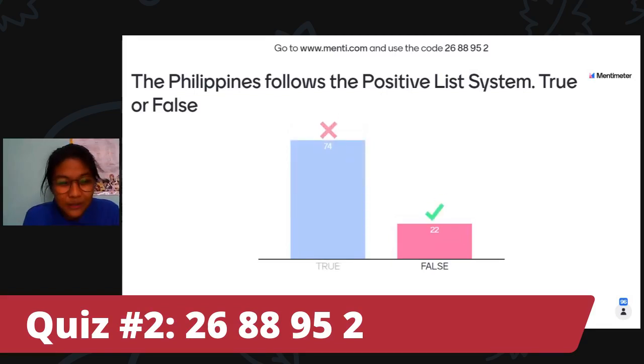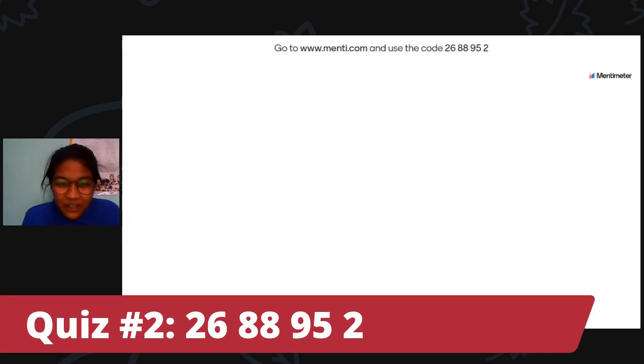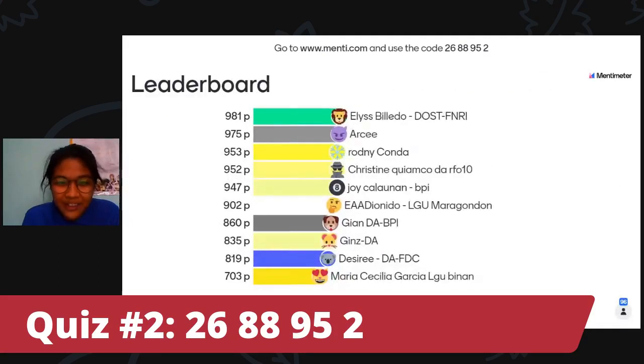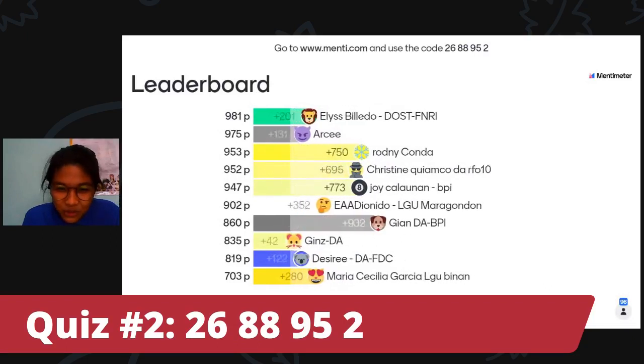So most of the participants answered true, but the correct answer is false. The Philippines does not adopt or follow the positive list system for MRL. We have the Philippine National Standard as basis for checking our MRL. One example of a country that follows the positive list system is Japan, as discussed by Mr. Sonny. So feel ko magtitip ang ating leaderboard dahil maraming namali sa ating second question.